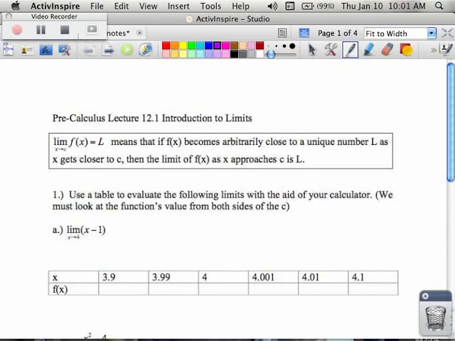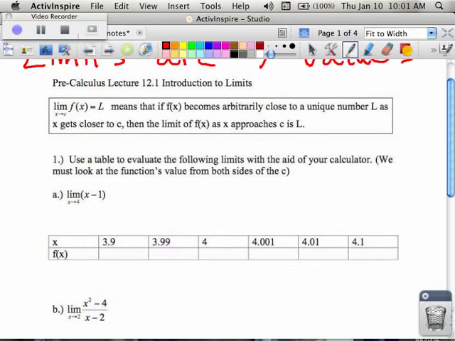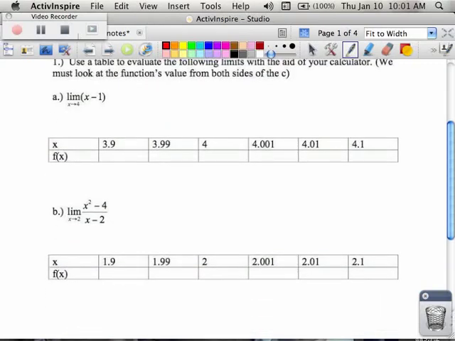Thing in today's lesson, section 12.1. Limits are y values. There's a certain notation that they use with limits. And when you look at this stuff, sometimes it can be a little bit confusing.